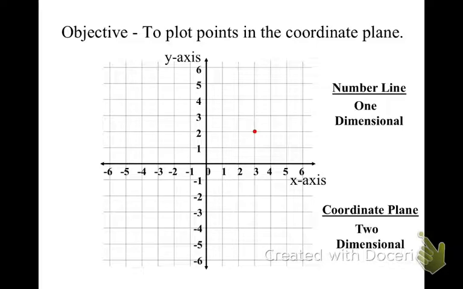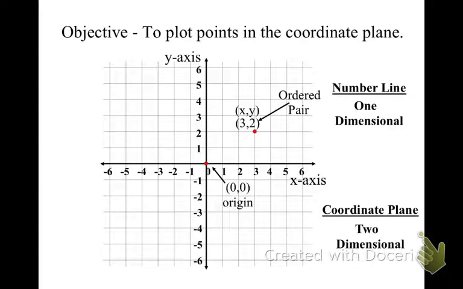When we plot a point, this is called an ordered pair. The first number in the ordered pair stands for the x-coordinate, and the second number to the right stands for the y-coordinate. Together we call it an ordered pair. The center point on the coordinate plane is called the origin. The ordered pair for the origin is 0, 0.